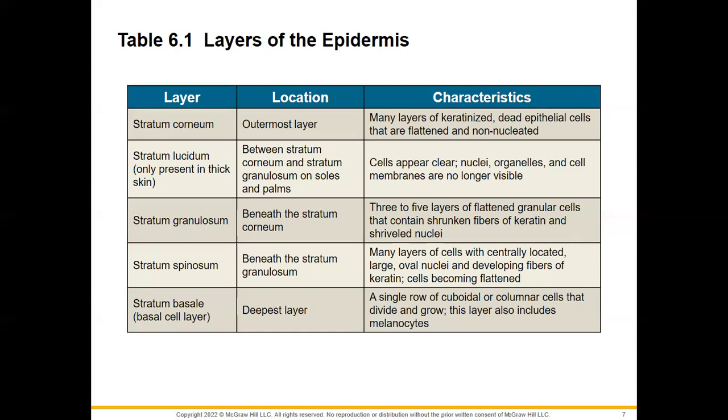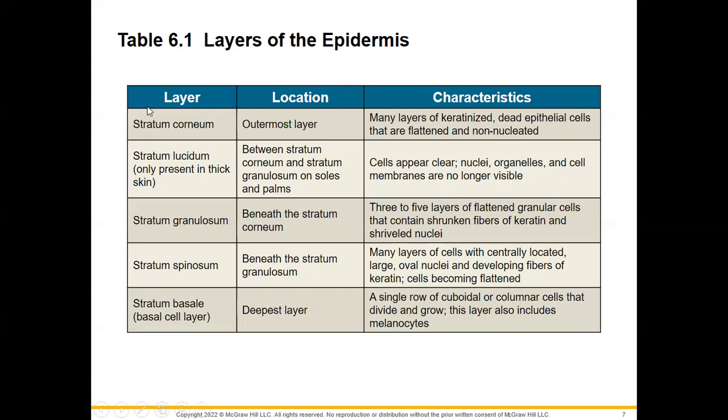So the stratum lucidum is going to be a layer. Remember, stratum means layer of clear cells. The cells appear clear. The nuclei, organelles, and cell membranes are no longer visible. In these cells, you cannot see any of those structures. Remember, these cells started to die as they moved from that deepest layer to the more superficial layer. So you can no longer see those structures.